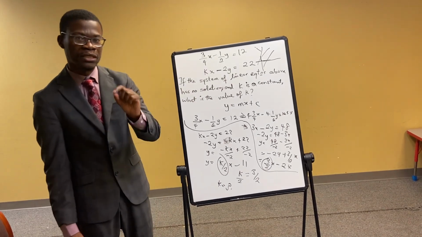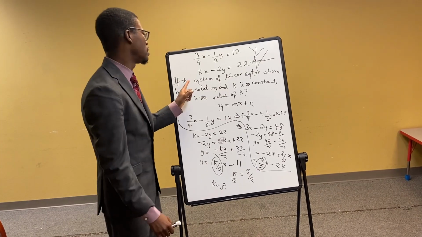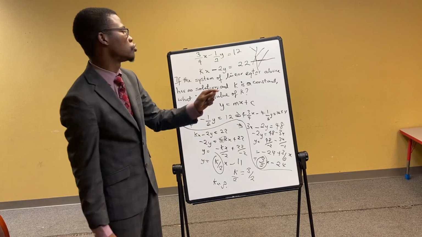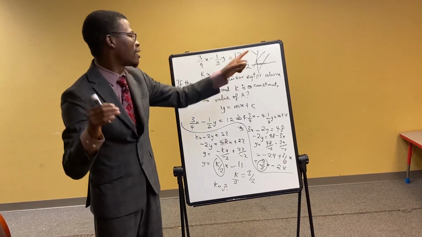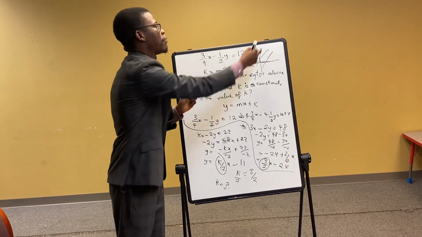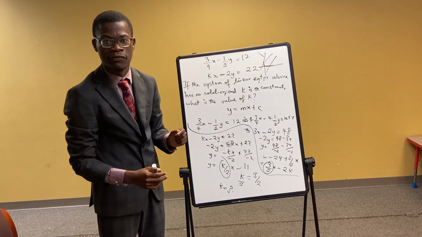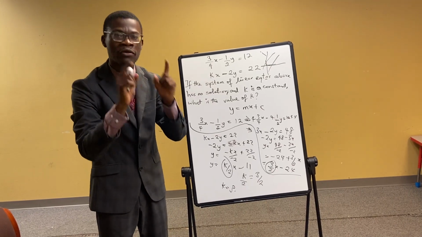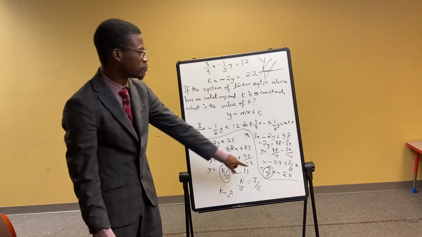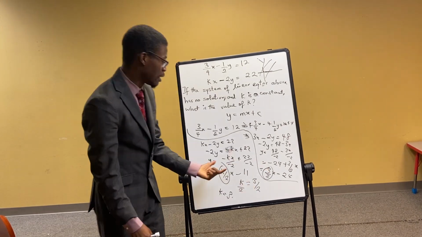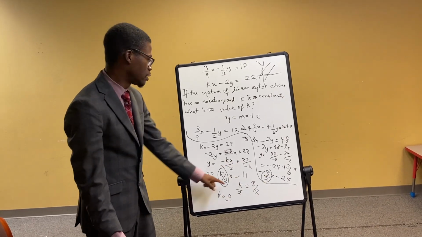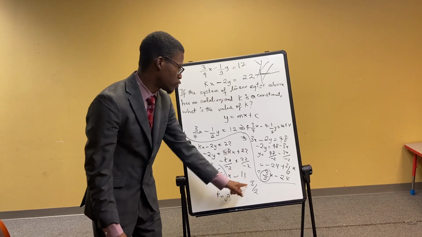So the key to understanding this question is that it says the system of linear equations above has no solution. When they have no solution, they are two parallel lines. If they had a solution, they would have intersected. But because they have no solution, they are parallel lines on the same graph, and two parallel lines have the same slope. We found the slope for this one was k over 2, and the slope for this one is 3 over 2. We just equate the m's together. k over 2 equals 3 over 2. So 2 cancels 2. k equals 3.